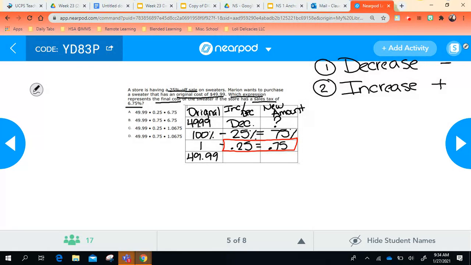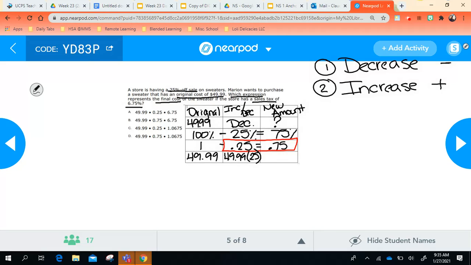Now I'm going to go ahead and figure out my first expression, which is what? 49.99 times 0.25. Thank you. So that's my first expression. Remember, you're using the original times the decimal above.